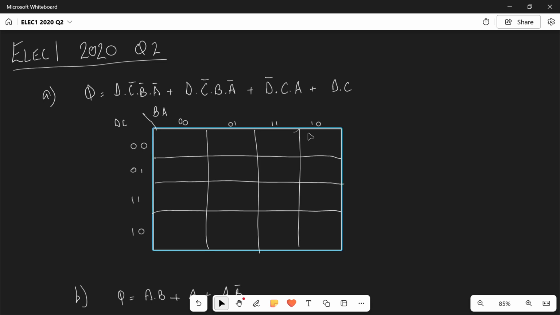ELEC1 2020 question 2, part A. Simplify the following Boolean expression using a Karnaugh map. Justify your answer by showing and identifying any groups you make. And this is worth 4 marks.